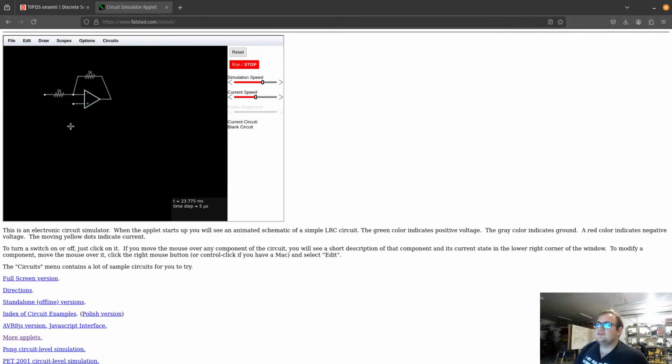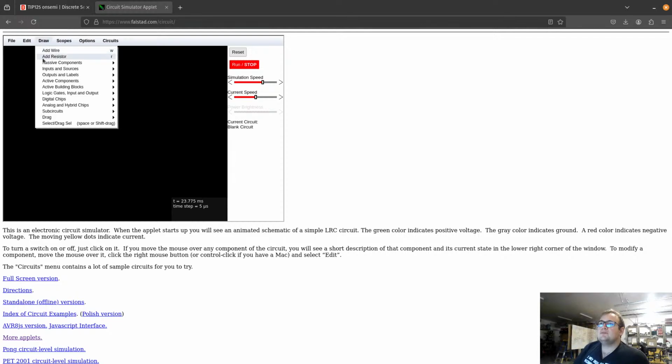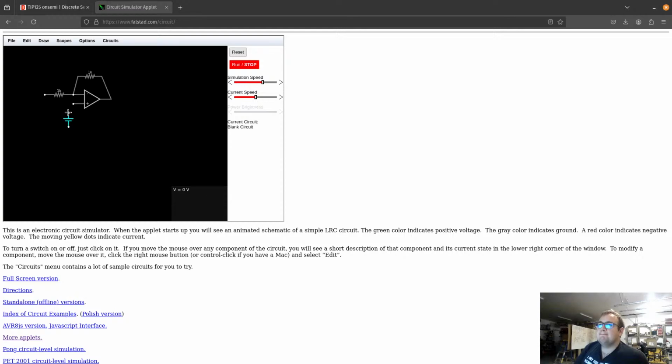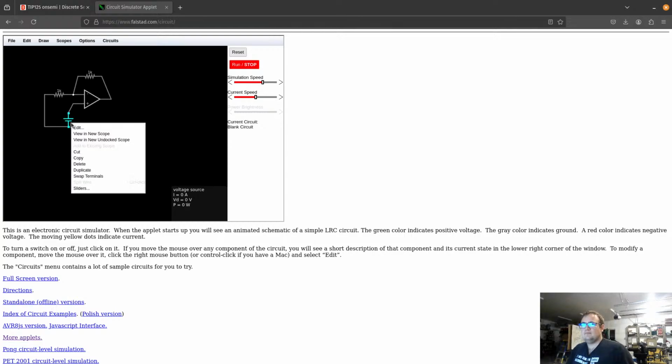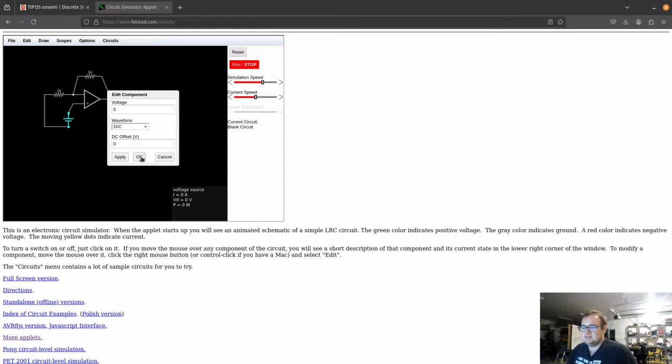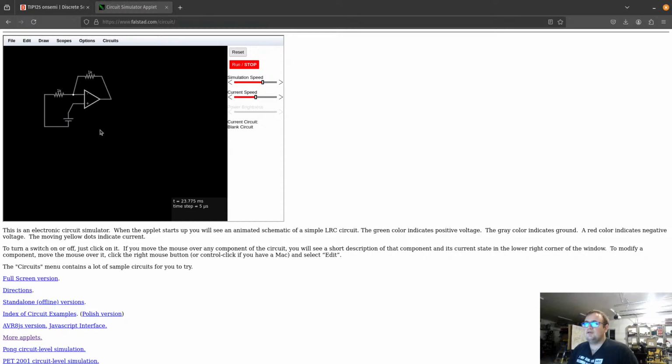Yeah, inputs and sources. Do a voltage source, two terminal. Then, yeah, we will draw the wire there, over there, over there. Set it, so that's going to be 5 volts.